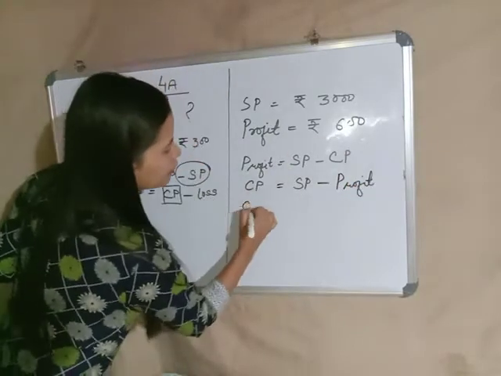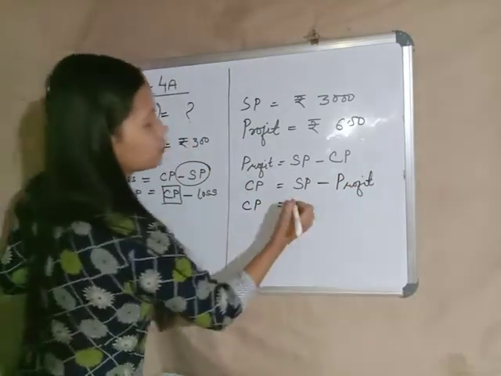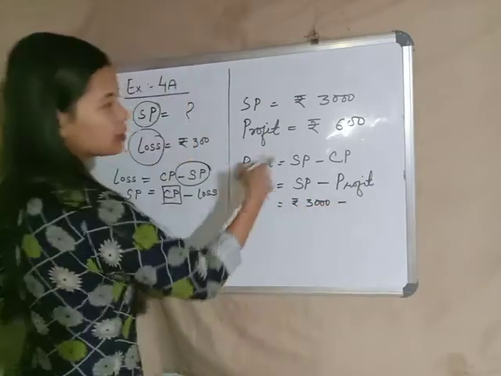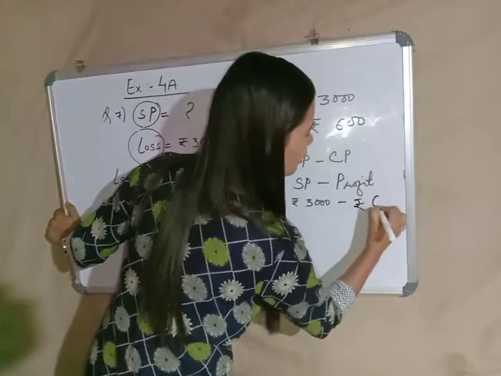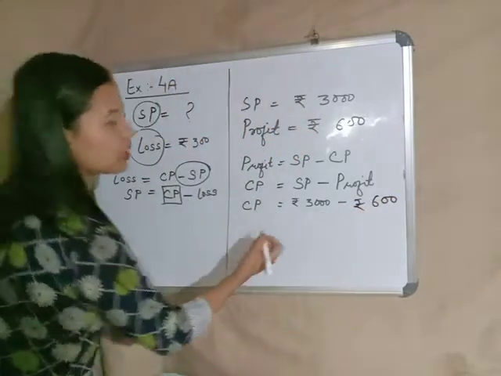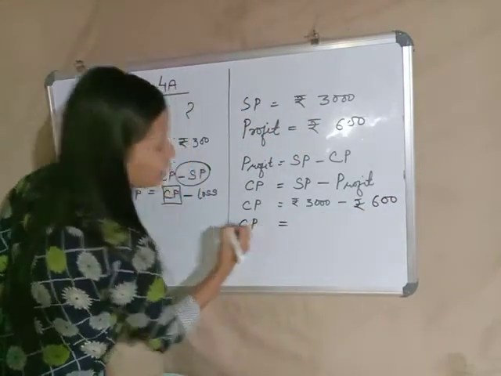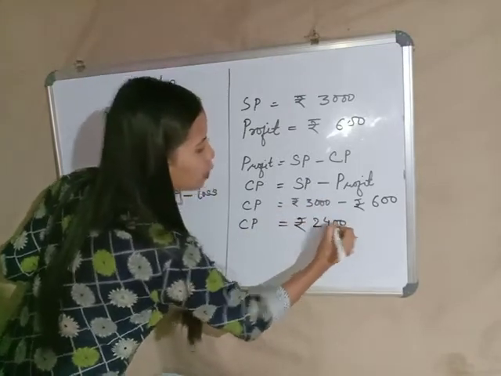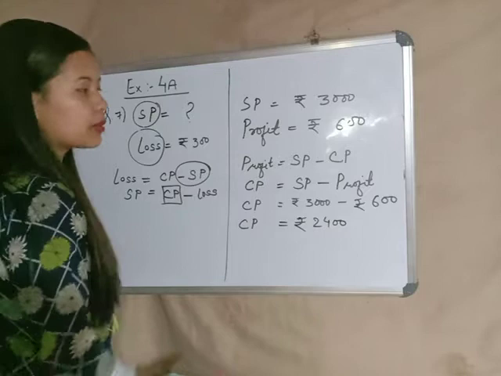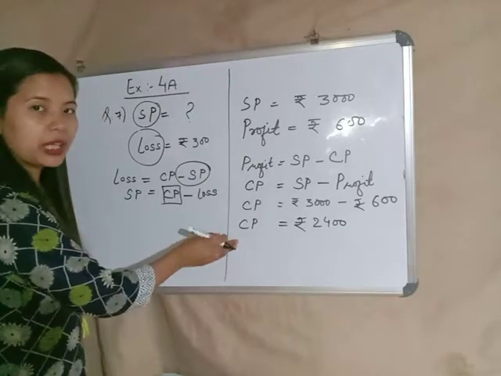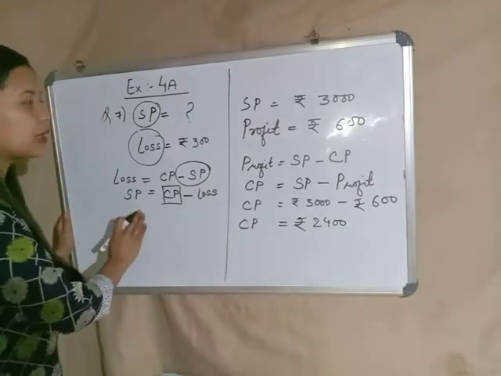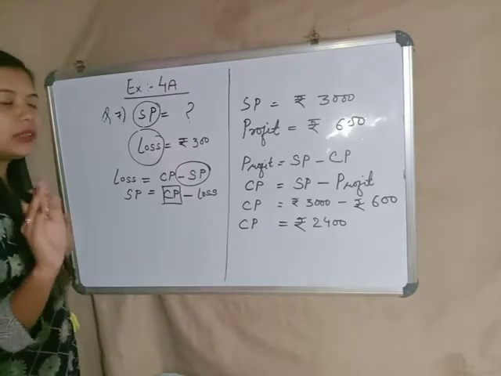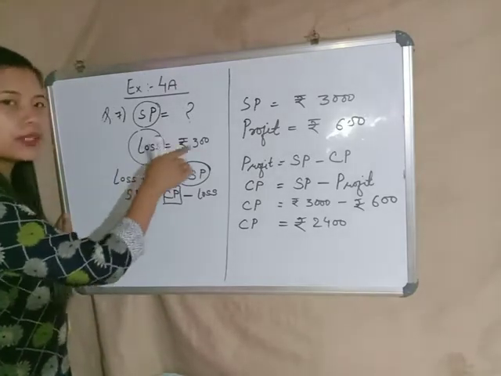From here you can get the CP, which will be rupees 3000 minus profit, rupees 600. So CP will be equal to 3000 minus 600, that is rupees 2400. But our problem here is not to find the CP but to find the SP at which Rajan sold the cycle, because of which he had a loss of rupees 300.